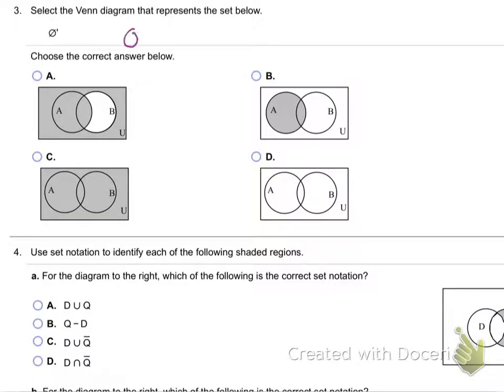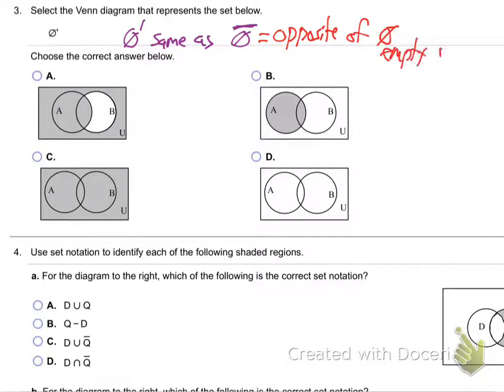This is the empty set, and then it has that little mark there. That's the same as empty set with a bar over it. That little mark and the bar mean the same thing. They are two different ways of saying opposite. So this means opposite of the empty set. So what's the opposite of the empty set? Everything. There's our answer. It's kind of a weird question. The opposite of the empty set is everything. Here it is. That's all there is to it.